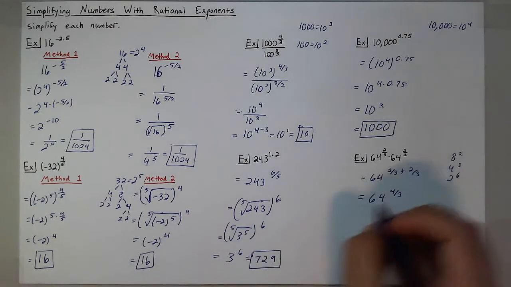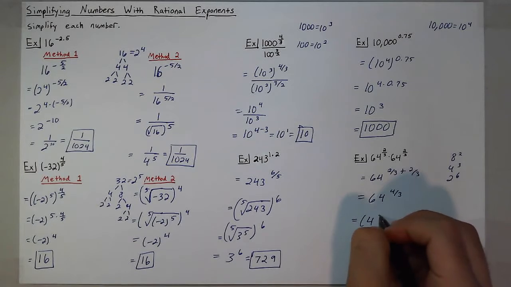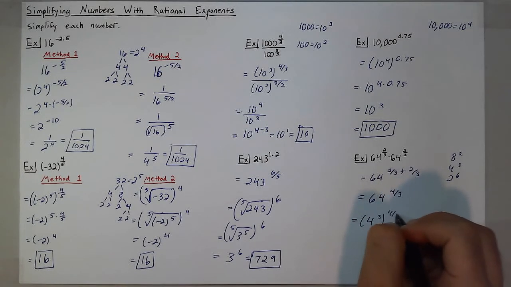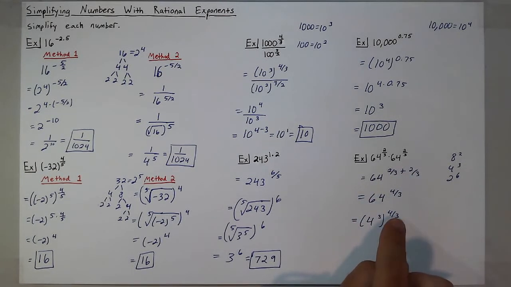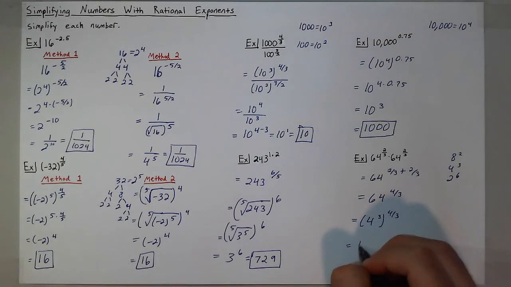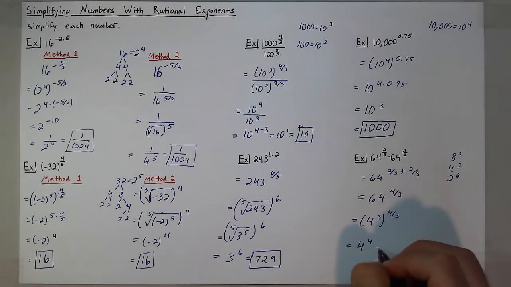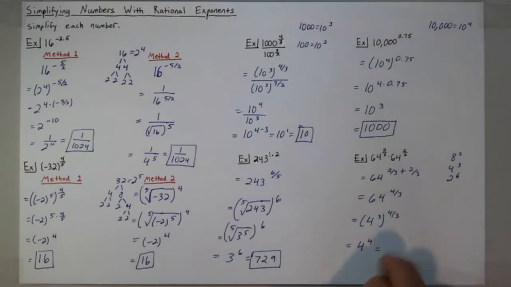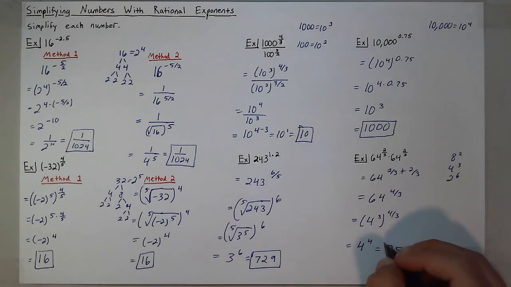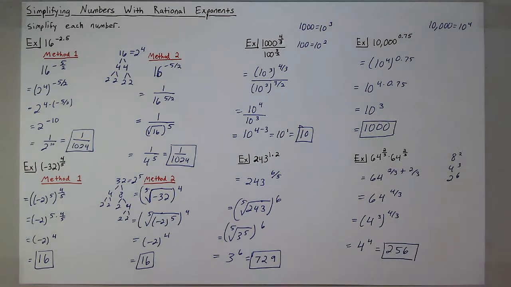So I'm going to replace 64 with 4 to the 3rd, to the 4/3. And 3 times 4/3 is 4. So you're left with 4 to the 4th, which is 64 times 4, which is 256. And that is how you simplify numbers with rational exponents.